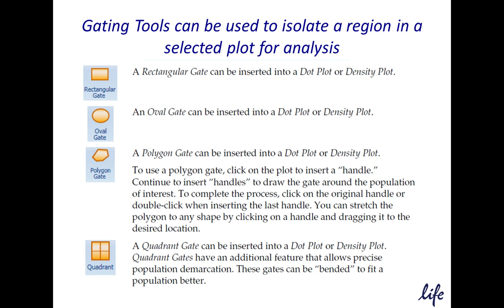So gating tools can be used to isolate a region in a selected plot for analysis. There are a number of different shapes that can be used. Most commonly, there is a rectangular gate. You can use an oval gate, or a polygon gate can be used to customize the shape of the region that is being used. And a common gating strategy in two-parameter plots is using a quadrant gate. And in the more modern instruments, these gates can be bent to fit a population better.